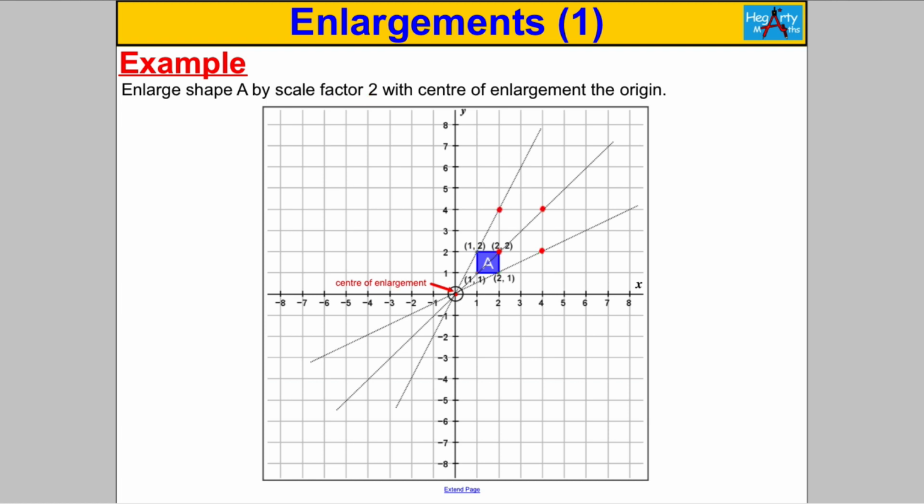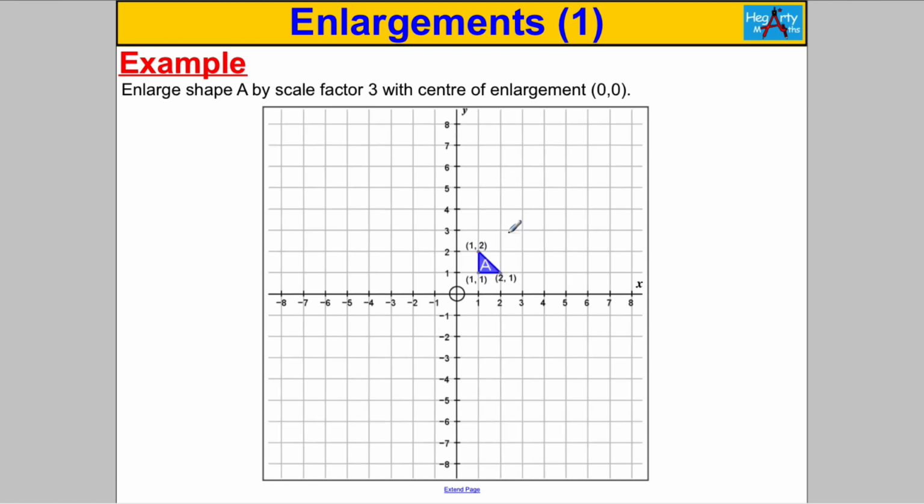So there we are. We draw our line segments between, and we mark off our vertices with coordinate descriptions, and we have enlarged shape A by scale factor 2 with center of enlargement 0, 0, or the origin. The original shape is the object, the new shape will be called the image, and we're done. Okay, why don't you try it for another question?